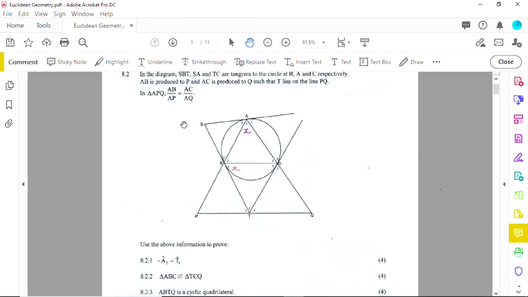By tan chord theorem, A2 is equal to B3. We can also use tangent TC. Look at tangent TC. C2 must be equal to X, using tangent TC. Again, this is because of tan chord theorem. Now, is there any other angle that is equal to X? Pause for a second and think about it.